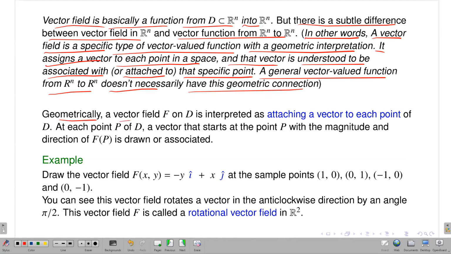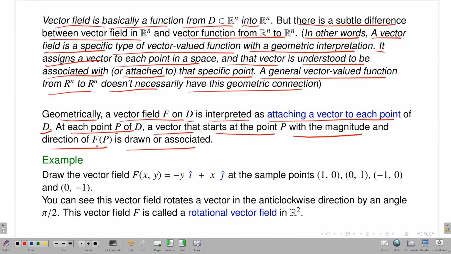So geometrically a vector field capital F on your domain D is interpreted as attaching a vector to each point of D. At each point P of D, a vector that starts at the point P with the magnitude and direction of Fp is drawn or associated, right? Now it is clear. So if I take a point P in the domain, I am associating a vector. So there is a function, right? Capital F from D subset of Rn to Rn. Suppose P maps to capital F of P.